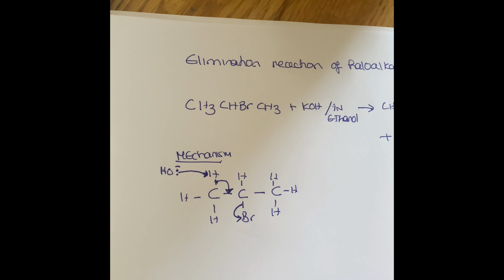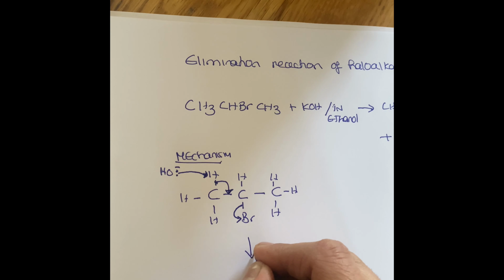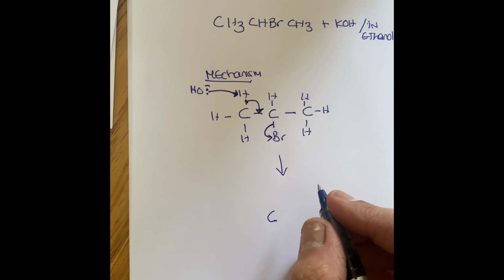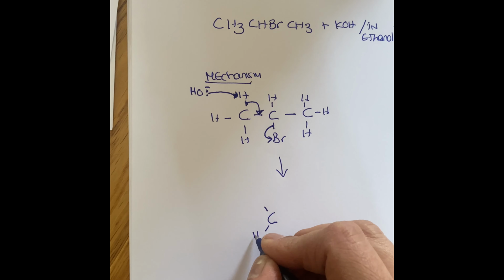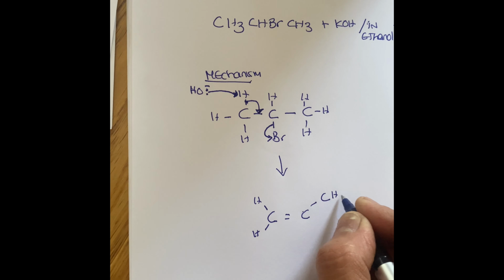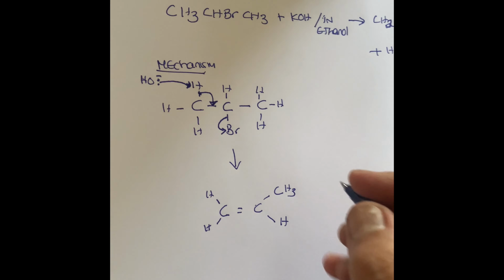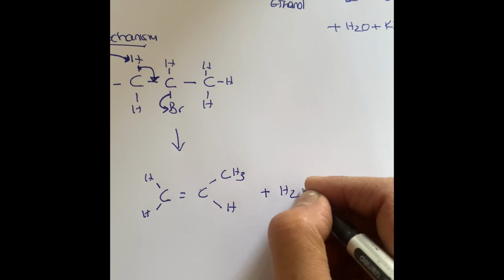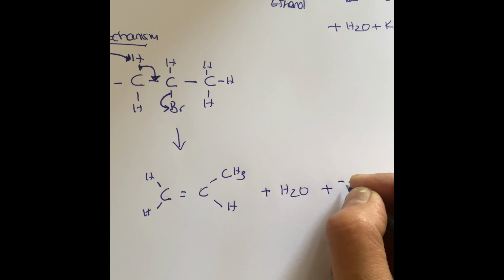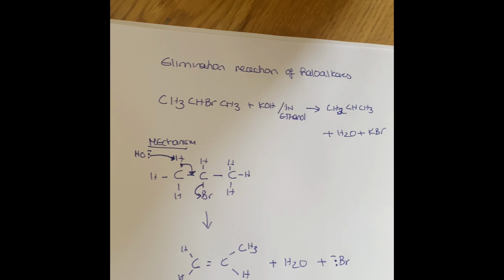Okay, and then you have your Br leaving. So there's 3 steps going on in there. The next step here, you end up with your CH2 double bond CH, CH3. So you got an alkene formed. Then you have water coming out plus Br minus. And that's the mechanism for elimination of haloalkane.